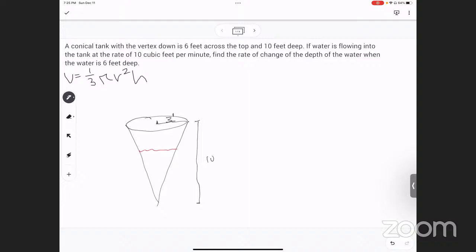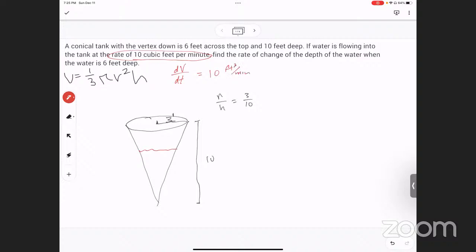So that means that the ratio of radius to height is always going to be 3 to 10. All right, so if the water is flowing into the tank at a rate of that many cubic feet per second, what variable would I call this? dV/dt. That's right, that's the change in volume over time, dV/dt. So that is flowing into it, so it's positive. So it's 10 cubic feet per minute.